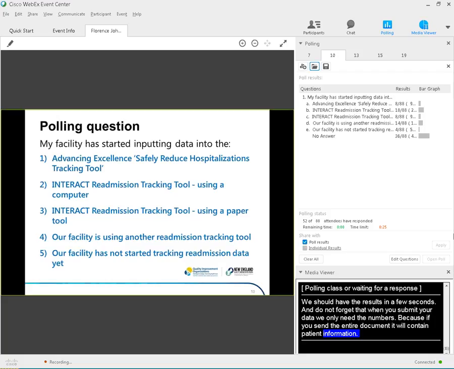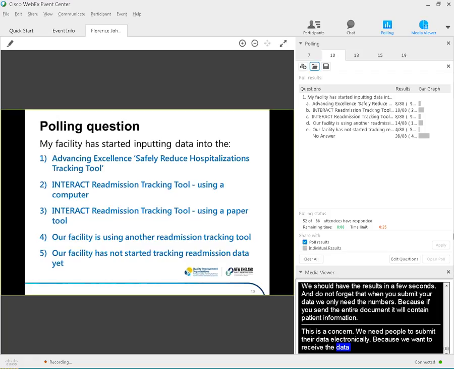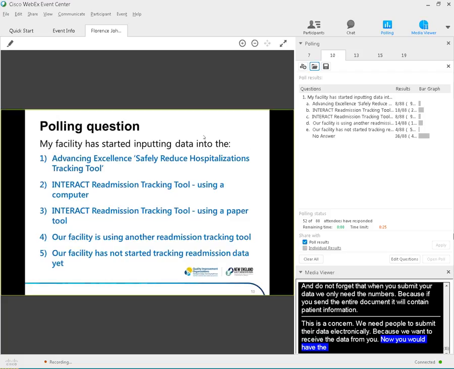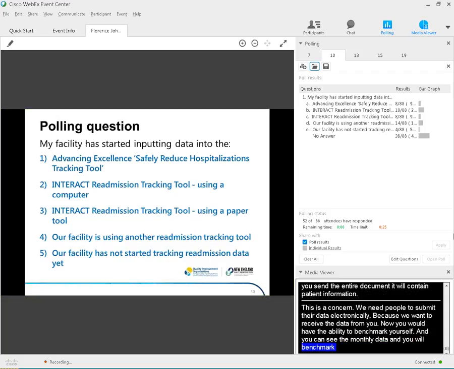This is a bit concerning to me because we really need people to submit data electronically so that it's easier to receive the data from you. Also, when you submit to Advancing Excellence, you get that ability to benchmark yourself. Advancing Excellence will send you monthly data, and they will benchmark you against yourself, against people in your state, and against the nation. So the more people that submit data, the better the benchmarking is.